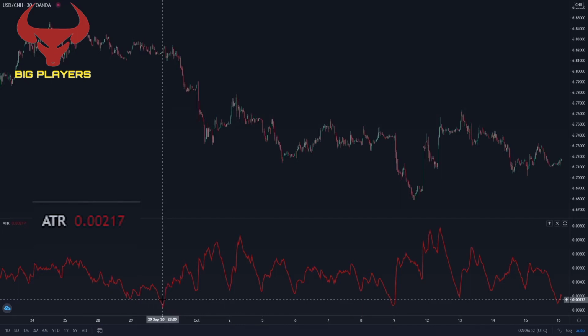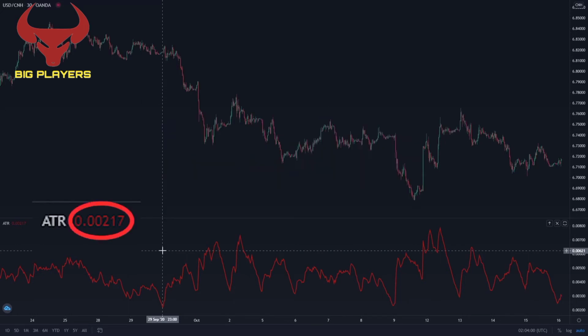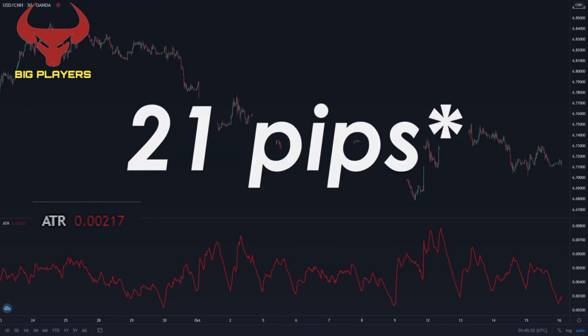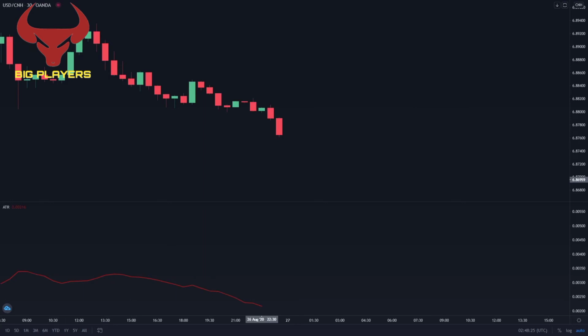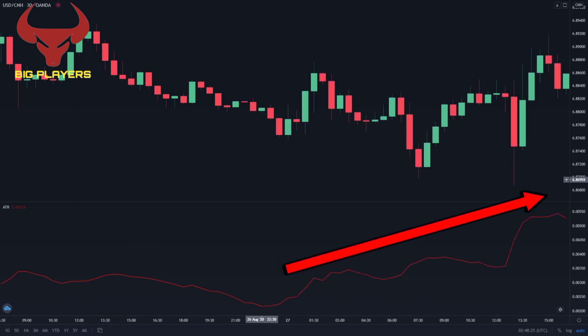Now we know that in this time frame, a relatively low ATR is considered to be around 23 pips. Obviously, if you chose a higher time frame, the value would be much higher. But in this time frame, it's about 23 pips. So now we know that once the ATR drops down to somewhere around 23 pips, volatility will start to pick up soon. And high volatility means bigger price movements.